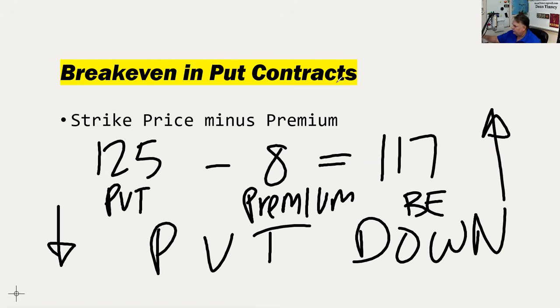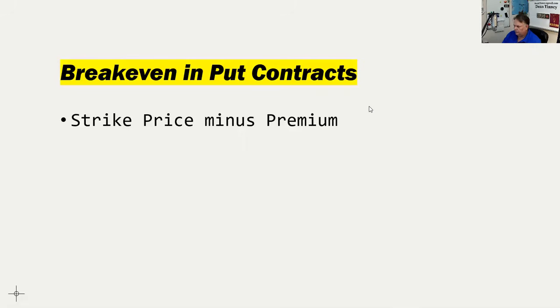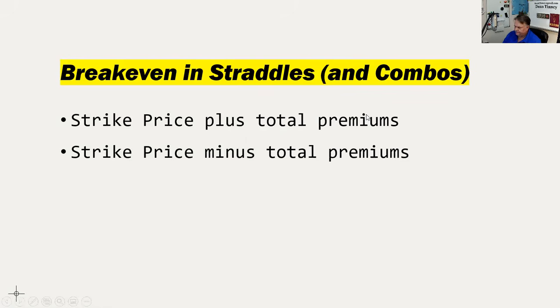Now, remember, those were our 4 basic option transactions, right? Because we have calls and we have puts, and you can either buy them or you can sell them. But remember, we also have multiple option strategies. And one of those multiple option strategies we have are straddles and combos. Combos are straddles with different strike prices.